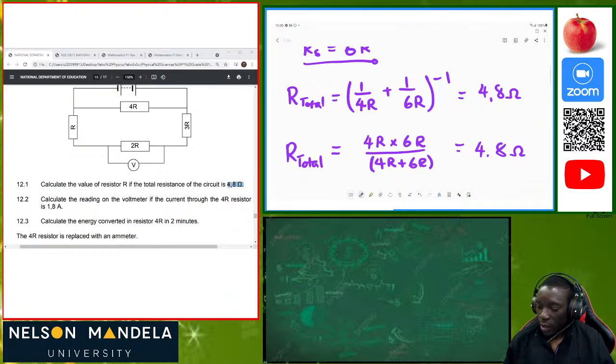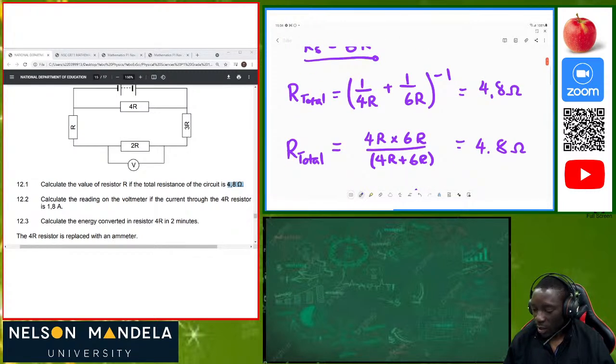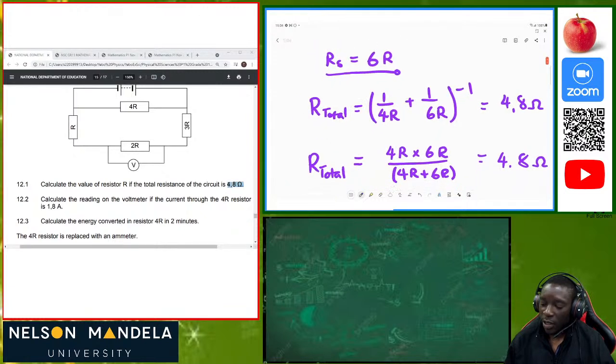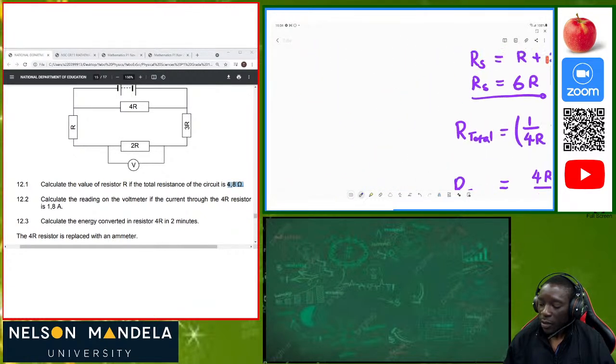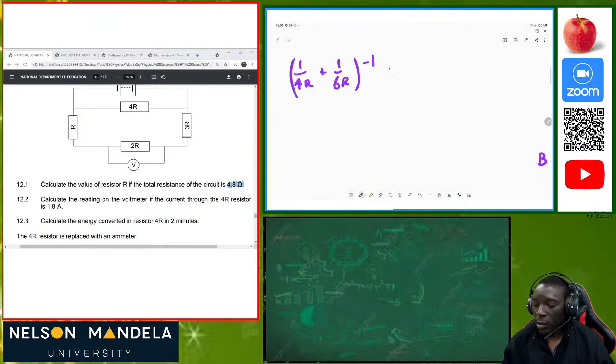So if we would use this method, what would we do? If for those that would not have recalled product over sum, it's basically you being able to use your mathematical skills, right? 1 over 4R plus 1 over 6R, and we want to invert this. So we find the common denominator, which is 24R, and 4R into 24R is 6. 6R into 24R is plus 4.